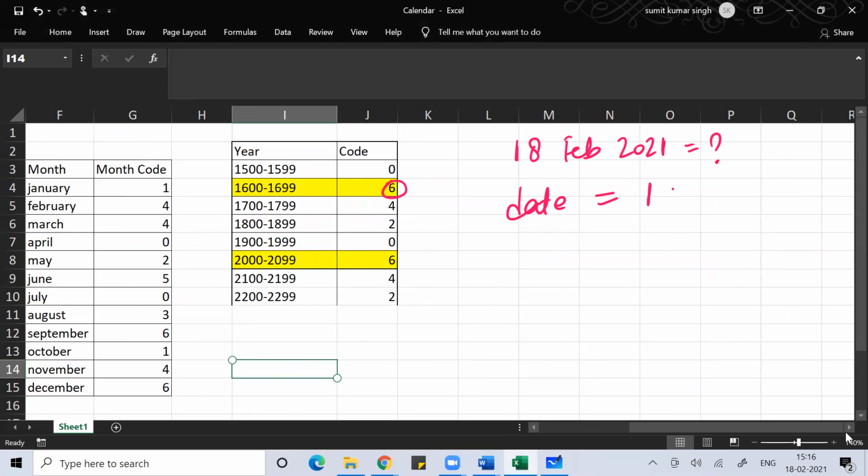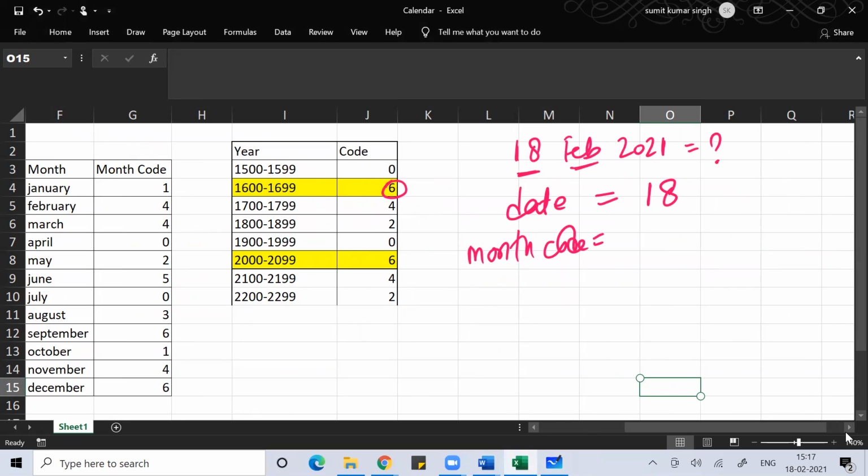First write down the date. The date is 18. Then write down the month code. February code is 04. First write down the date, 18. Then write down the month code, 04. Then write down the year code for 2000.